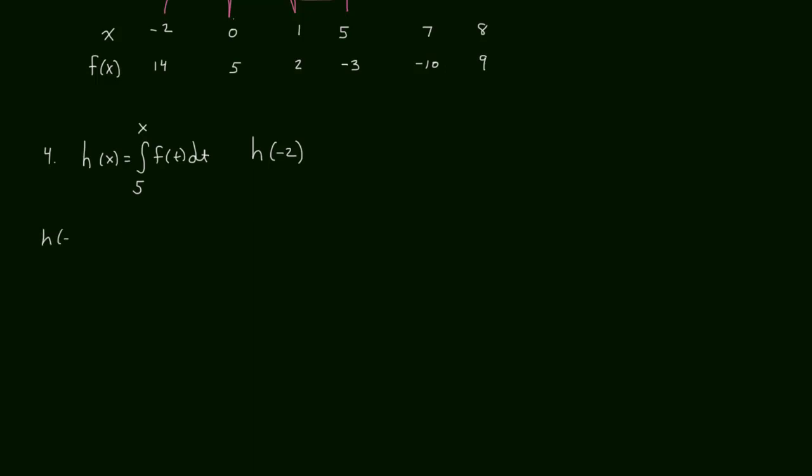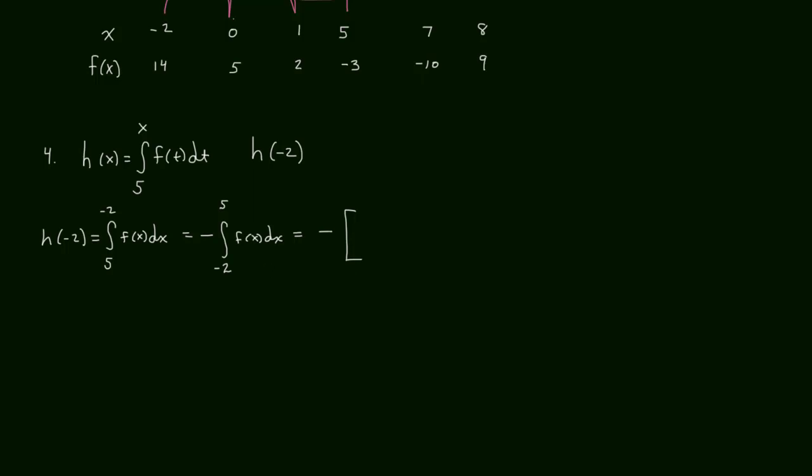So h of negative 2 is going to be the integral from 5 to negative 2 of f, I don't need the dummy variable anymore. I don't know if you saw this, because it goes from large to small bound, I'm going to flip it and make it negative. Okay, and now I'm ready to do my work. So I have a negative. Now I'm appealing to the rectangles to estimate the integral from negative 2 to 5.